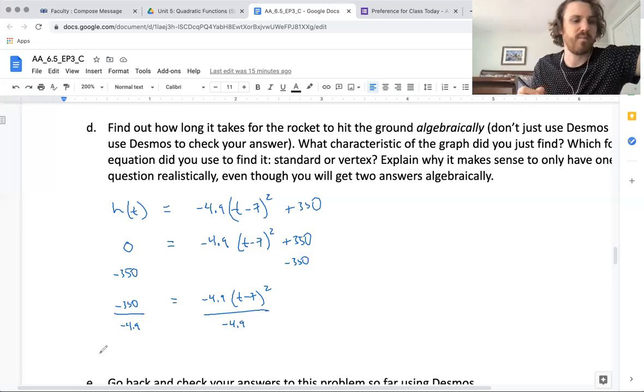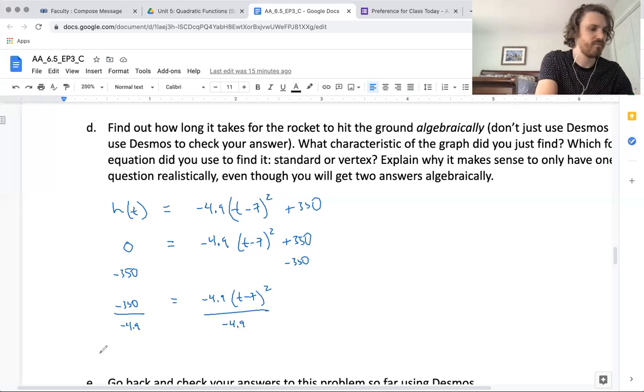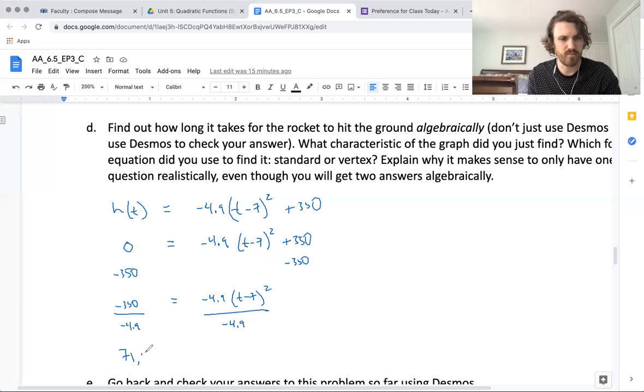So that's going to give me, I'm going to need a calculator to do that. 350 divided by 4.9, which is 71.428. That equals t minus 7 all squared. Next thing I'm going to do is take a square root.